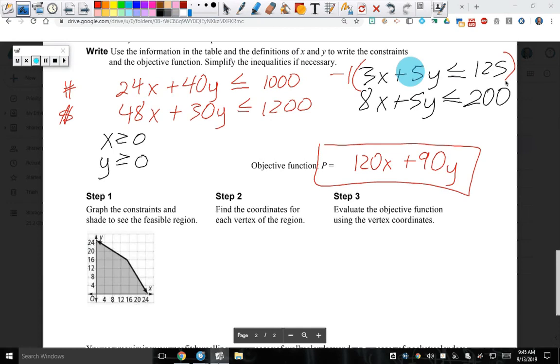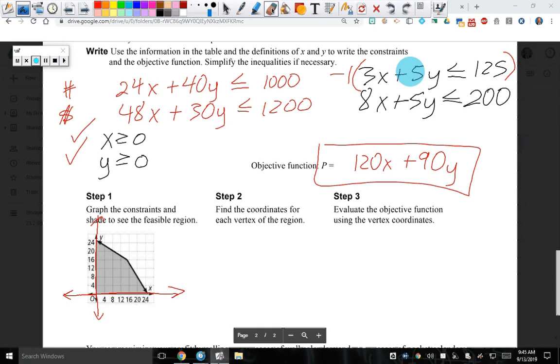Okay? Alright, so graphing these. X is greater than or equal to 0 is everything to the right of that line. Y is greater than or equal to 0 is everything that's above this horizontal line. And these two lines will come from those two equations.